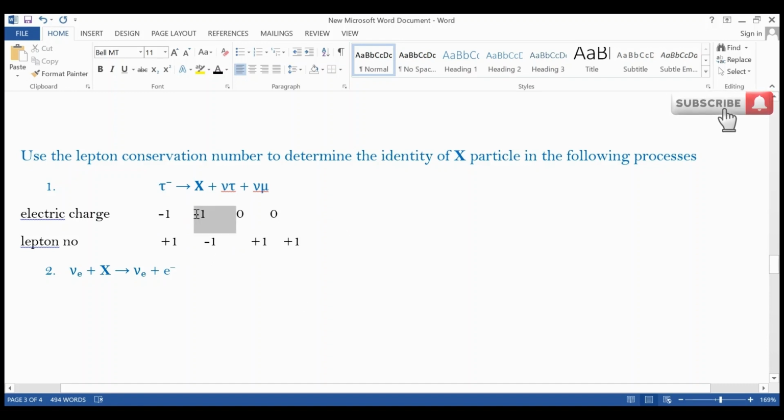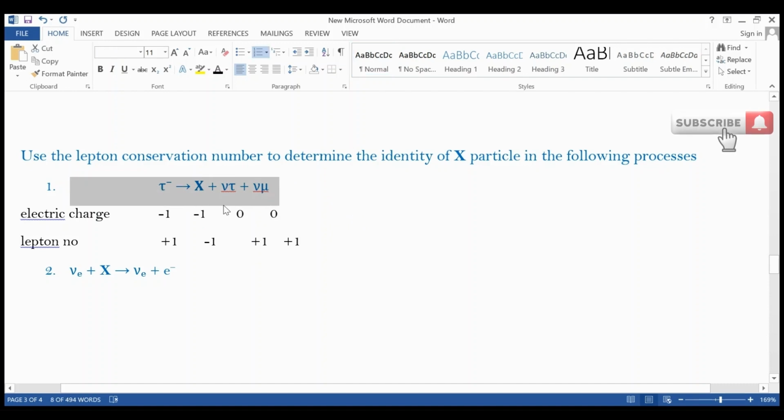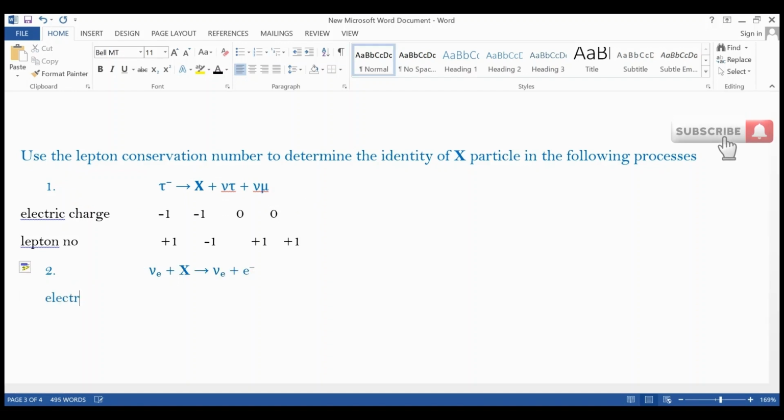But wait a minute. In order to conserve electric charge, we have assigned minus 1 to this X particle. This clearly means this is a lepton, not an anti-lepton. And by assigning minus 1 in the lepton number, it will indicate that it is an anti-lepton and not a lepton. So there is a clash between these two equations, and I think the given equation is misprinted. There's a certain mistake. So leaving the problem here and moving towards another problem.